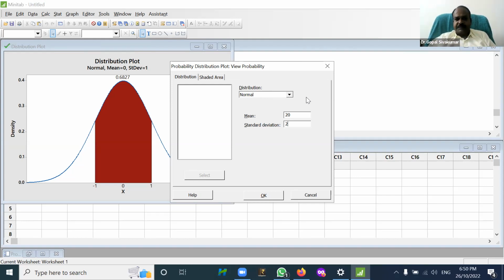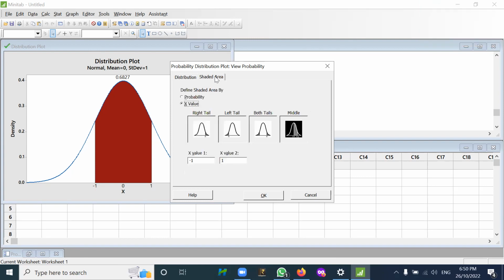Now go to Shaded Area. Now you have chosen X value and choose the middle one. Now come here, X1. What is your center value? Center value is 20. You said the mean is 20, right? So 20 plus or minus 1 standard deviation. 20 plus 1 standard deviation is your X2. 20 minus 1 standard deviation is your X1. So what do I need to put in this one?